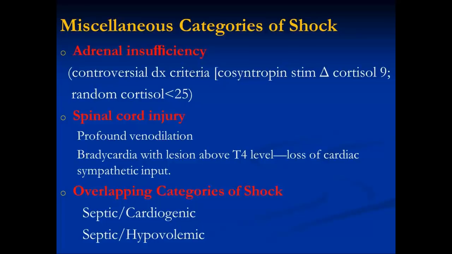Spinal cord injury can give you venodilation and bradycardia, especially if the injury is above T4, because you're losing your cardiac sympathetic input. You can also have more than one type of shock, and this is common as well. You can have septic cardiogenic shock. You can have septic hypovolemic shock, so always look for that. It doesn't have to be just one type of shock. A patient can start with septic shock and then have myocardial suppression from sepsis. So you have sepsis early on with purely high cardiac output, and then a few days later you'll have decreased cardiac output with sepsis, with a cardiogenic picture. So you can have both.